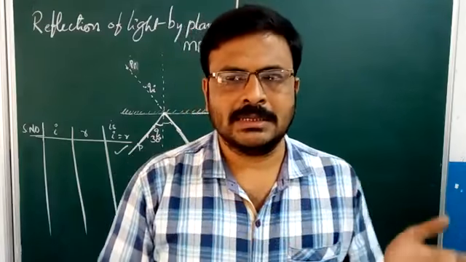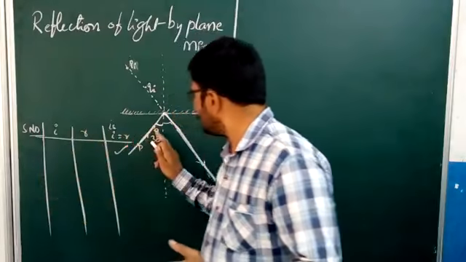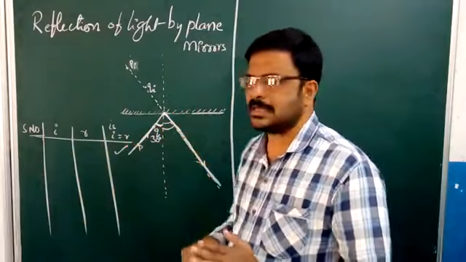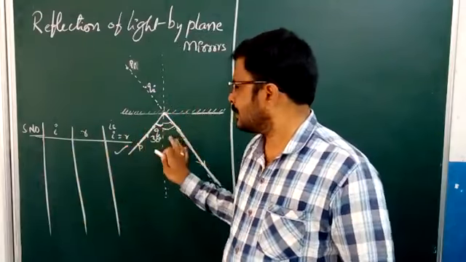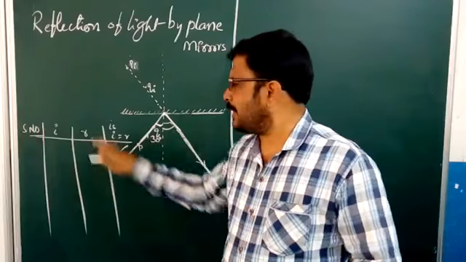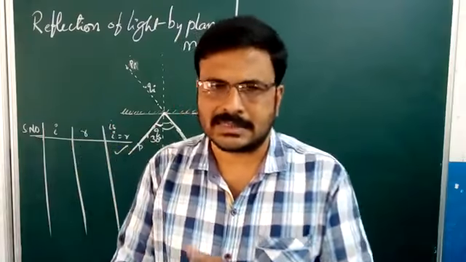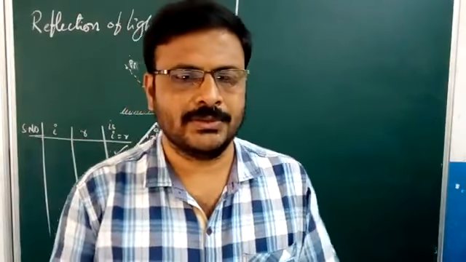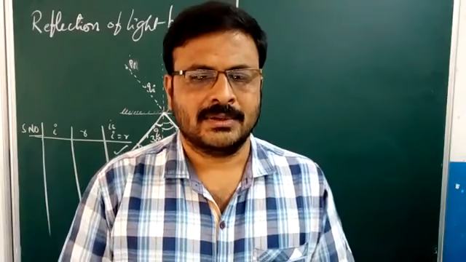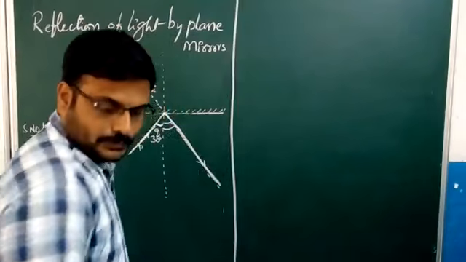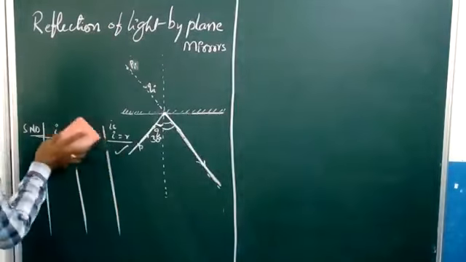The second law is angle of incidence is equal to angle of reflection. So this angle is equal to this angle. For such four or five values you will tabulate to verify the values. You will find that it is equal. Definitely when you do it you will get it. Then coming to the plane of reflection.